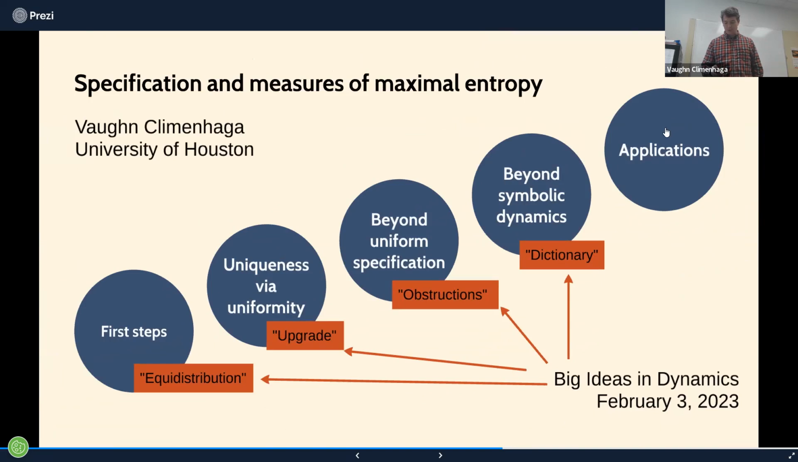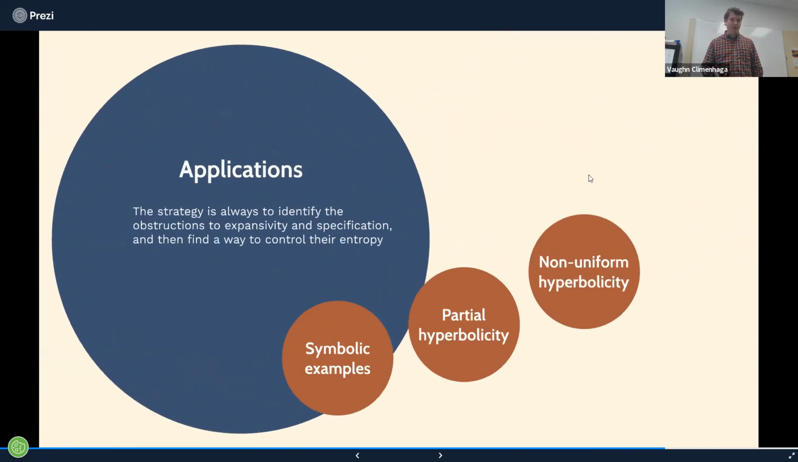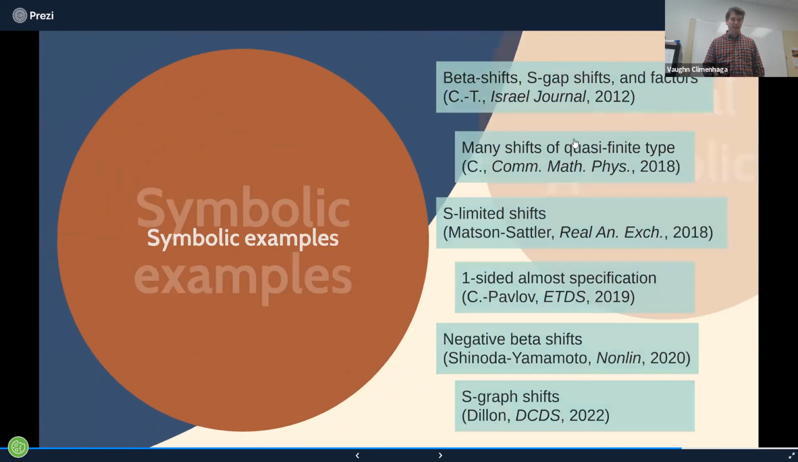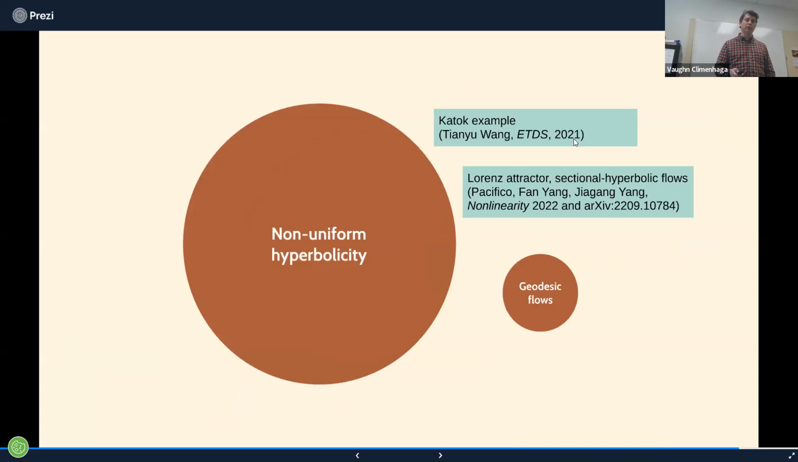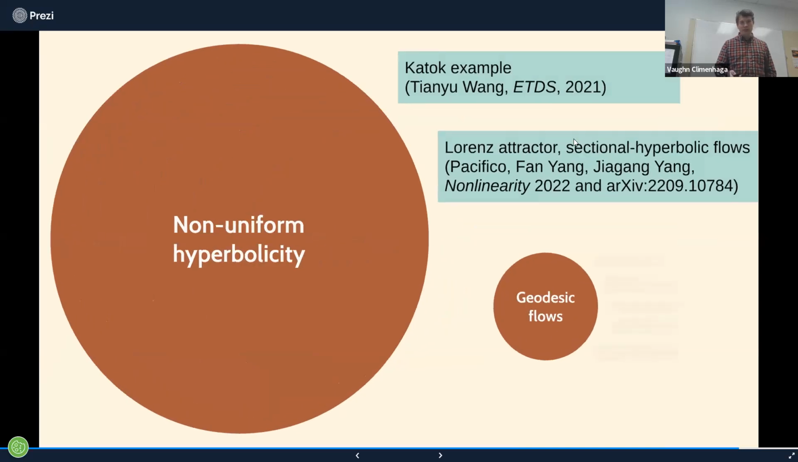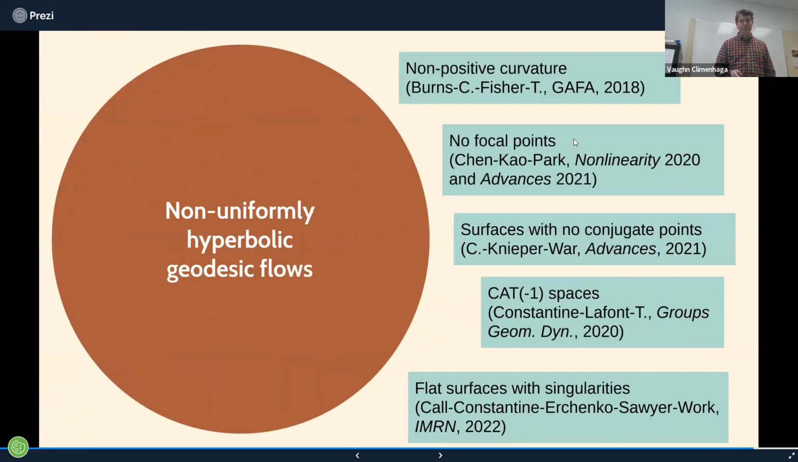So let me simply point out that there are lots of applications of this that various people have developed. Some are symbolic, some are in partial hyperbolicity, some are in non-uniform hyperbolicity, and there's quite a few in geodesic flows, up to and including very recent work by our two organizers here and some co-authors. There's a great deal, I think, that can still be done with it, so it is by no means played out. And I think that's a place for me to end the talk. Thank you very much for listening.